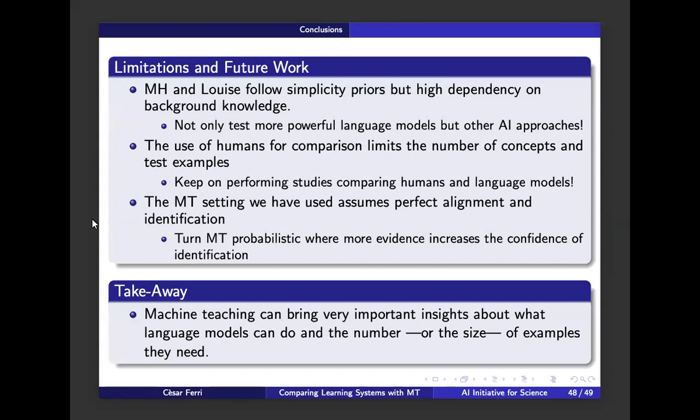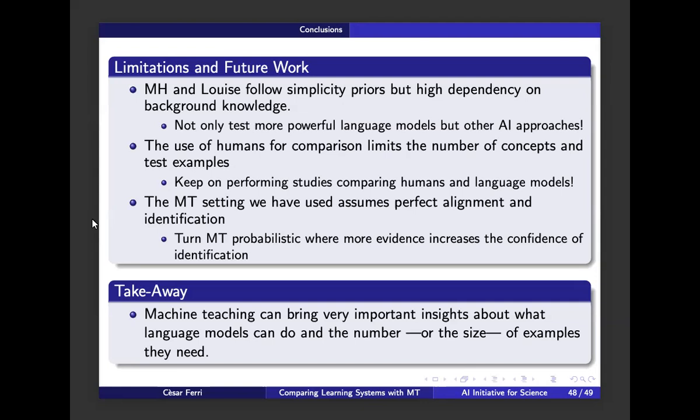Limitations of our approach. Well, Haskell and Lewis follow simplistic priors, but depend highly on background knowledge. This is especially the case for ILP. This limits not only the tests of powerful language models, but other AI approaches. We also have the limitation on humans. We cannot use a lot of concepts with humans, so it was a strong limitation in our work. We were able to have only 8 concepts. And we want to keep on performing studies comparing humans and language models.